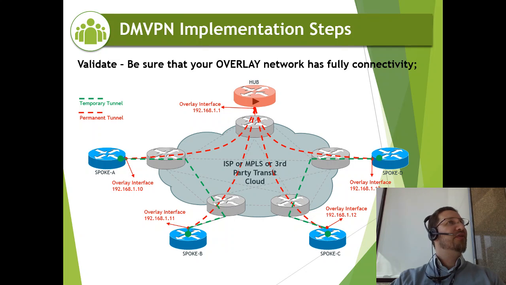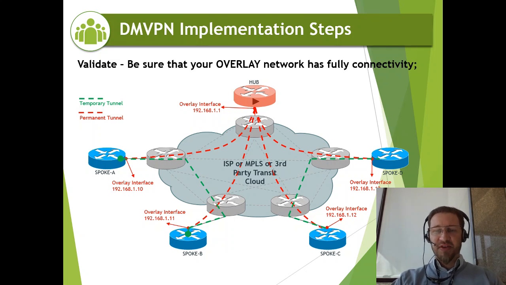So after we configure our tunnel interface, let's see if everything is working properly. We can see the connection between the routers using the tunnel interface here. You can see the green line is the temporary tunnel between the spoke routers, and this is possible because of the commands redirect on the hub side and shortcut on the spoke side.